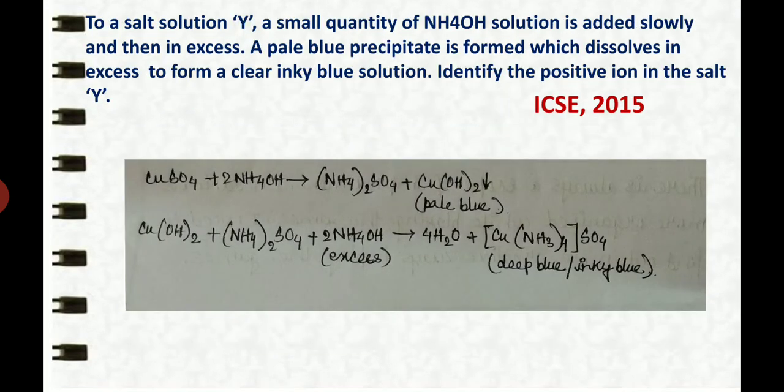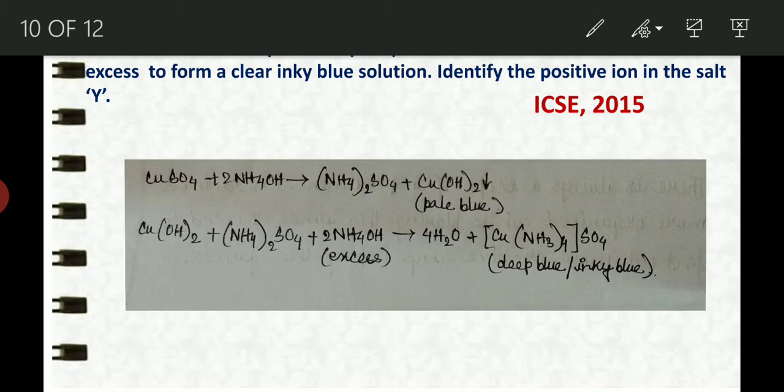And come to the last question, of 2015 ICSE. The question is, to a salt solution Y, a small quantity of NH4OH solution is added, first slowly and then in excess. A pale blue precipitate is formed, which then dissolves in excess to form a clear inky blue solution. You have to identify the positive ion in the salt Y. I have already discussed this type of question. Just, this question is a slightly tricky one.